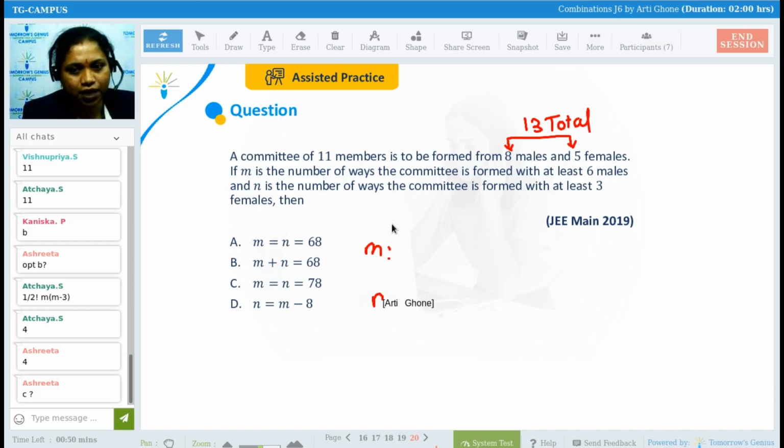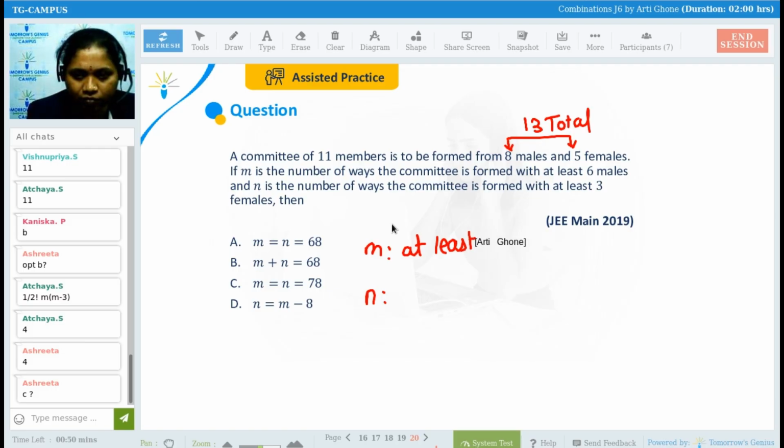Now, if M is the number of ways the committee is formed, there are two different patterns of forming the committee. M is the pattern with at least 6 males. Just understand the concern of at least. At least and at most create a large variety in questions. So at least 6 males means, if I'm considering a minimum of 6 males, how many females are required? 6 plus 5. So this is the first pattern.